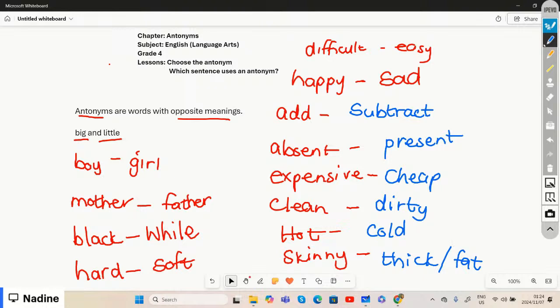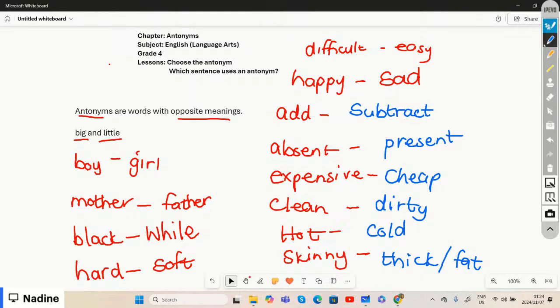We said antonyms are words with the opposite meaning. Big and little. It's a boy or it's a girl. Mother or father. It's either black or white. The opposite of hard is soft. The opposite of difficult is easy. The opposite of happy is sad.